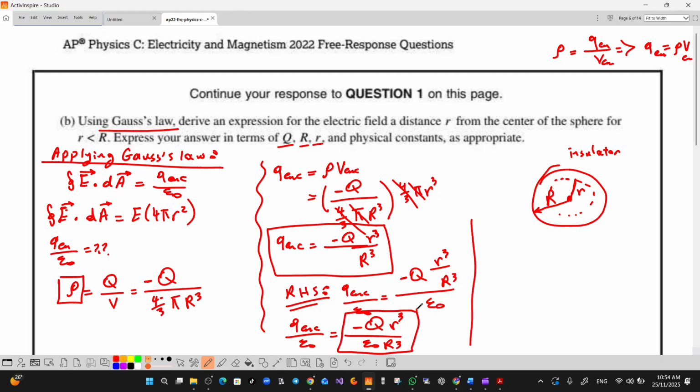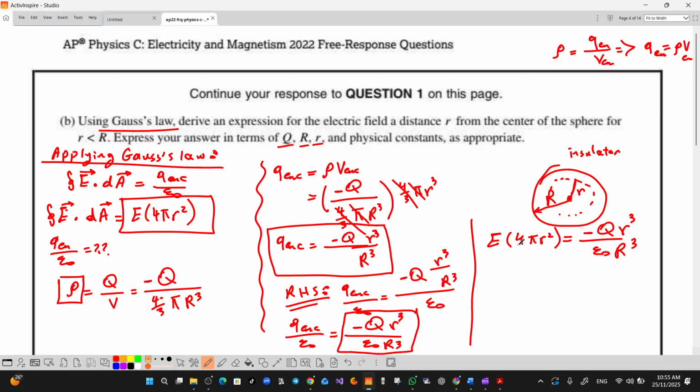Now we have on the right hand side this, we have on the left hand side this, so right hand side equals left hand side, and we would get that E times 4 pi r squared equals minus Q r cubed over epsilon zero R cubed.